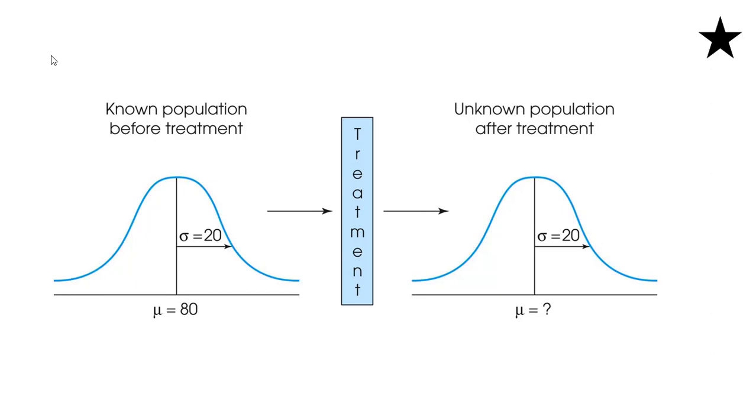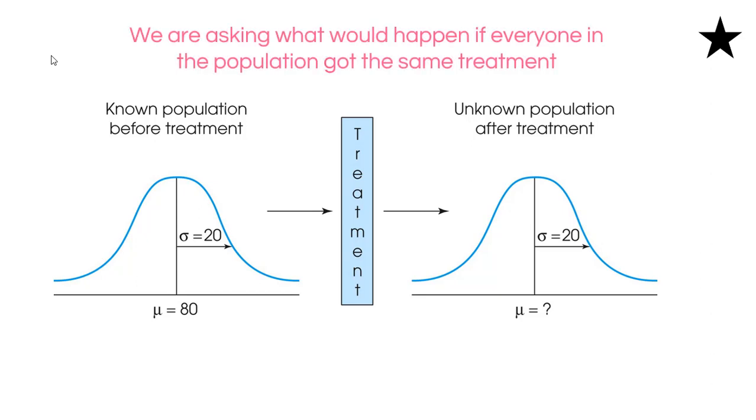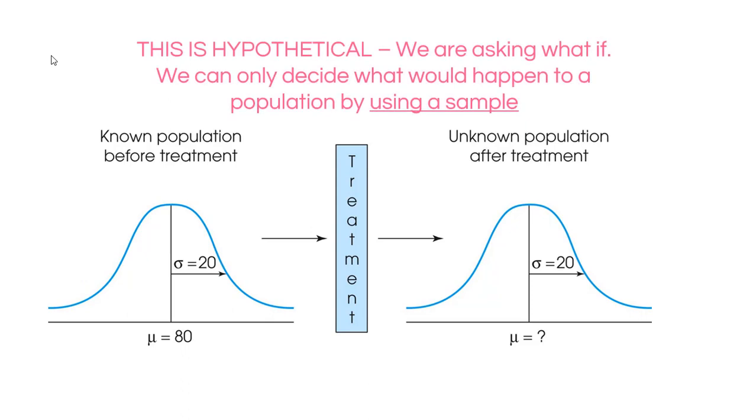The value for the mean is unknown, and this is the group that is going to be our focus. We're going to be comparing the known population to the unknown population after treatment. And that will help us to answer the question, what would happen if everyone got the same treatment? So this unknown population is our group of focus. So this is completely hypothetical. So we're asking, what if?